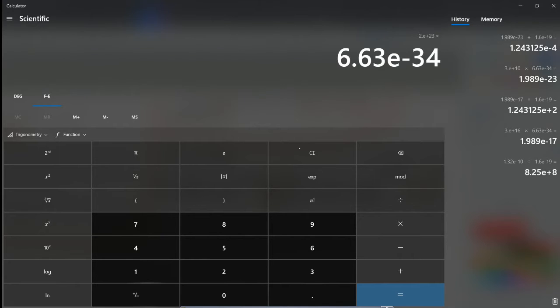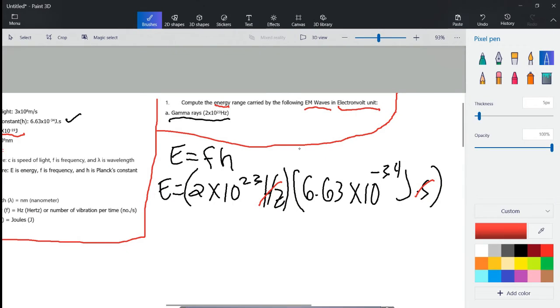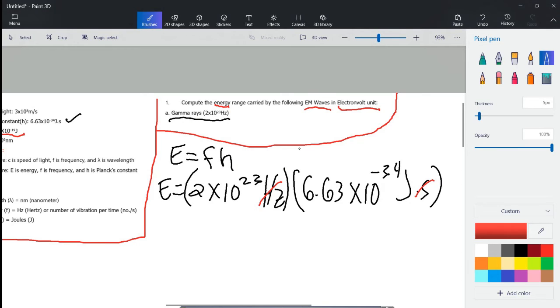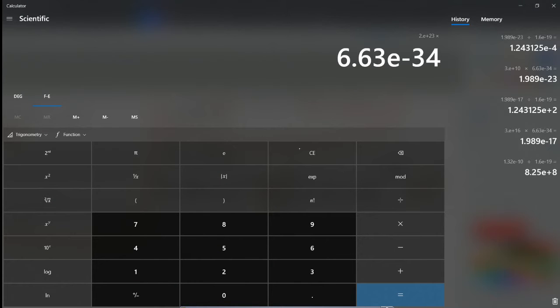So let's review: 2 times 10 to the power of 23 hertz, times the product of 6.63 times 10 to the negative 34. And we have this result.